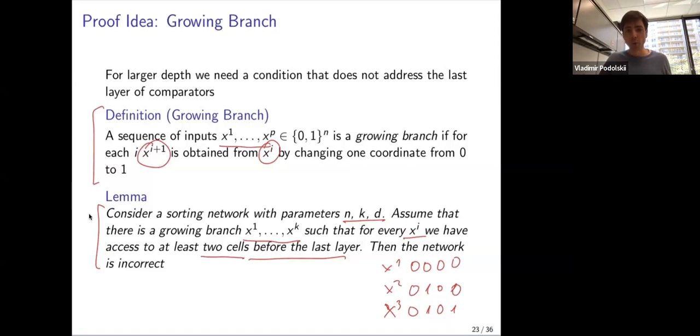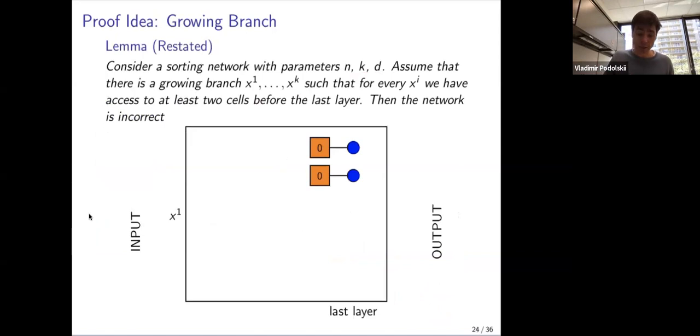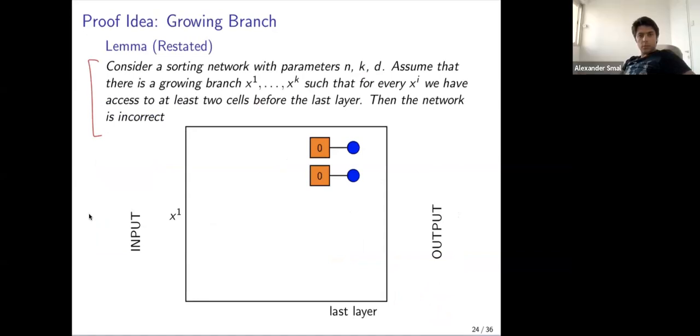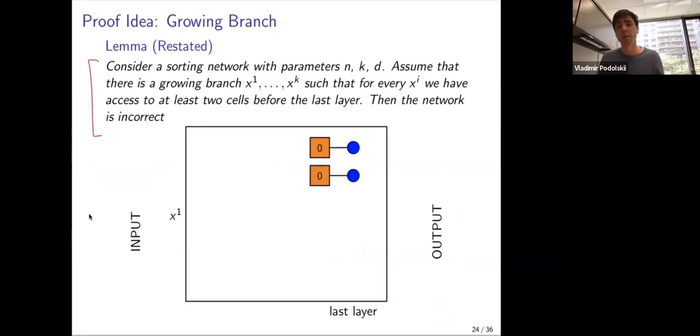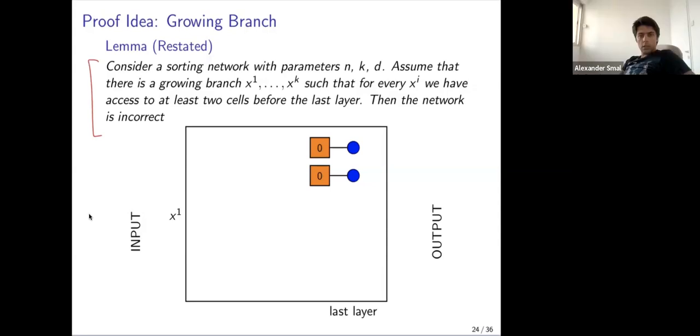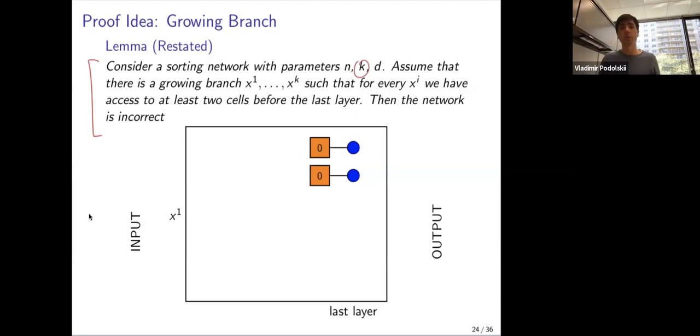Maybe I should move to a picture, because I have a slide where the same lemma is written down, so you can read it. And I have a big picture for the proof, because we are going to prove it now. The starting point of the branch is not necessarily 0. Exactly, it's not necessarily 0. The starting point can be any input. And k is the arity, right? Exactly, it's the arity of a comparator.